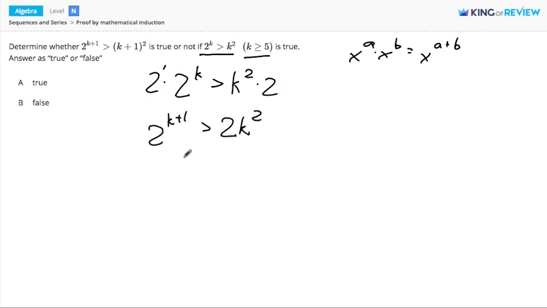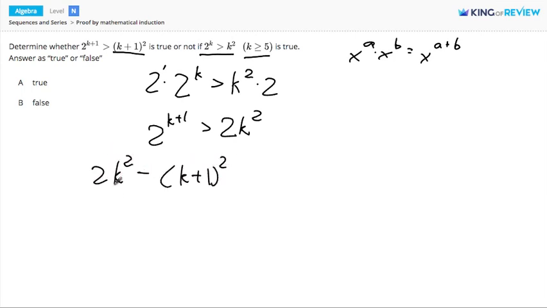So now we know 2 to the k plus 1 is greater than 2k squared, so let's try to compare 2k squared to k plus 1 squared. Well, a nice easy way to compare two numbers is to subtract them and see if you get a positive number or a negative number to see which one is bigger. So let's do 2k squared minus k plus 1 squared.